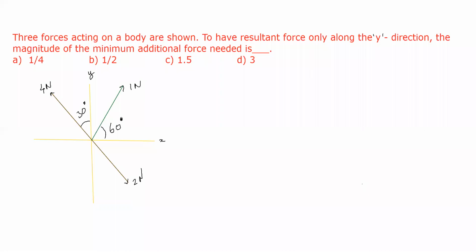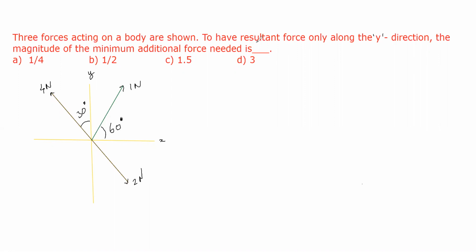Now we are going to solve a conceptual problem. See here, three forces are acting on a body as shown: a 1 Newton force, a 4 Newton force, and a 2 Newton force. The 1 Newton force makes an angle of 60 degrees with the x-axis, and the 4 Newton force makes an angle of 30 degrees with the y-axis.